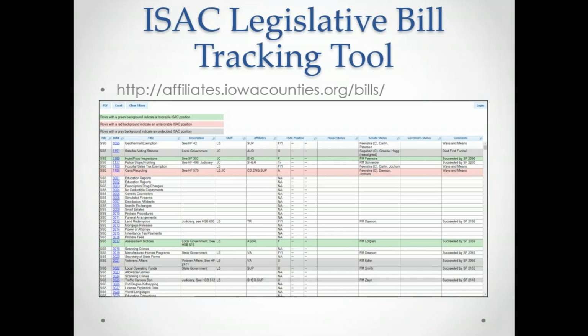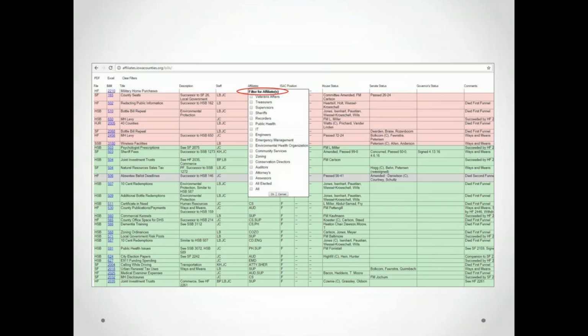This is quite a good tool both for keeping track of all the legislation that is going on, but then more specifically the legislation that might affect your affiliate. So one of our favorite components of the tool is being able to sort by affiliate, by which chamber it's in. You can also sort by if ISAC is registered for, against, or undecided. So using the tabs across the top to sort is a very handy tool.